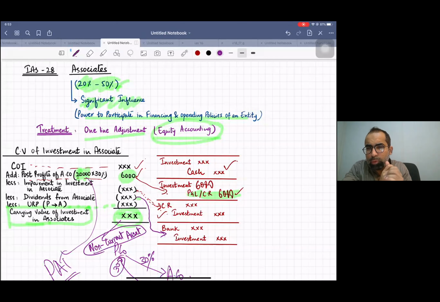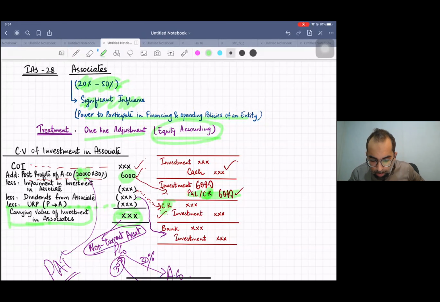So now with associate in the balance sheet, only one line adjustment. On the asset side, you just have to write carrying value of investment in associate. These are the maximum things which go in carrying value of investment in associate, all things I've told you. And in the consolidated balance sheet, we have to adjust CR as well. See this, I made the entry in CR here.